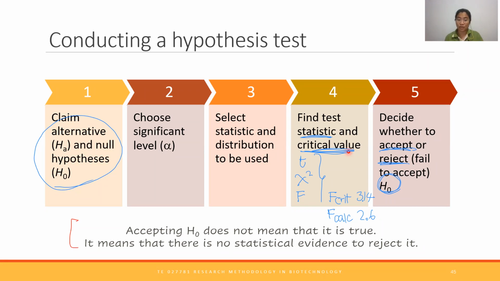But the true definition, okay? The true definition is that accepting H naught means that there's no statistical evidence to reject it, okay? So that is the overall idea of hypothesis testing.